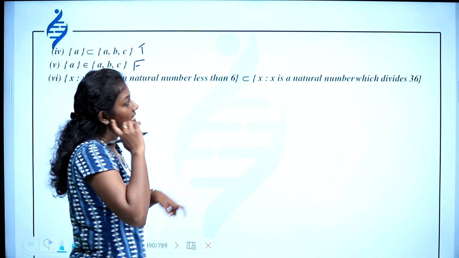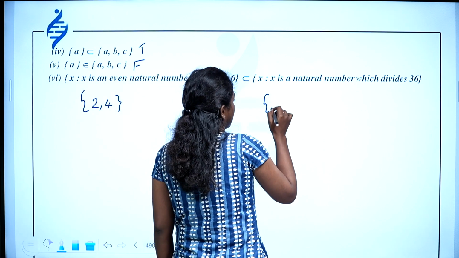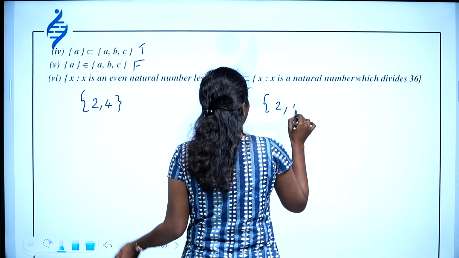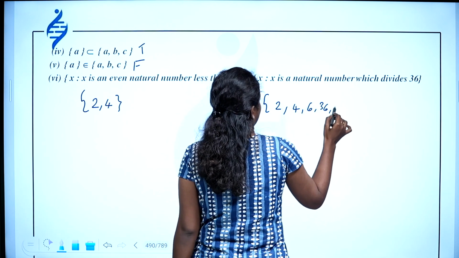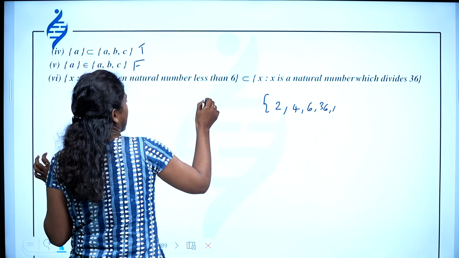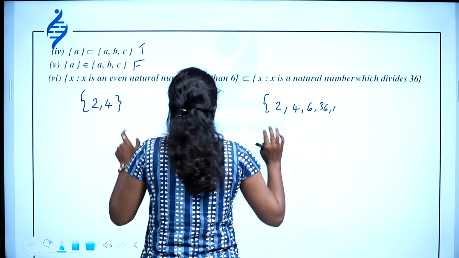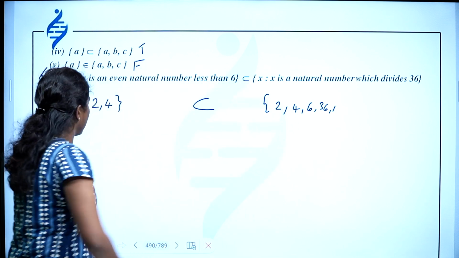Then x such that x is a natural number which divides 36. Which are the natural numbers which divide 36? 2, 4, 6, 36, 1 and all. So obviously we can say it is a subset, because 2 and 4 are there in our second set. So this is true.